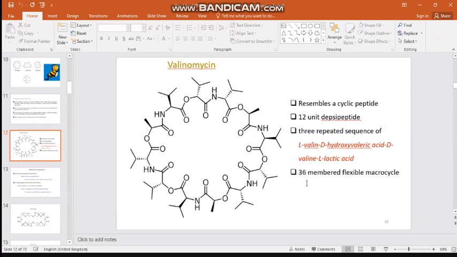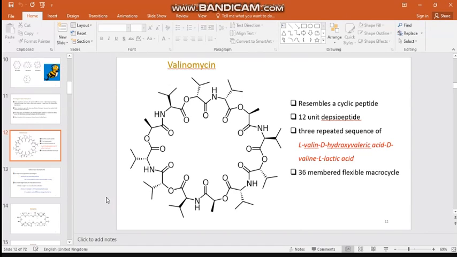So this is the structure of valinomycin. Valinomycin is nothing but a cyclic peptide containing 12 depsipeptides. So there are 3 repeated sequences of L-valine, hydroxyvaleric acid, D-valine, and lactic acid. These 4 units combine together to form a peptide, and this chain is repeated thrice in the valinomycin, forming the ring structure. If we count the total members constituting the valinomycin, about 36 members are present in the macrocycle. This macrocycle is a flexible one, so then only it can make a bond with the metal ion.